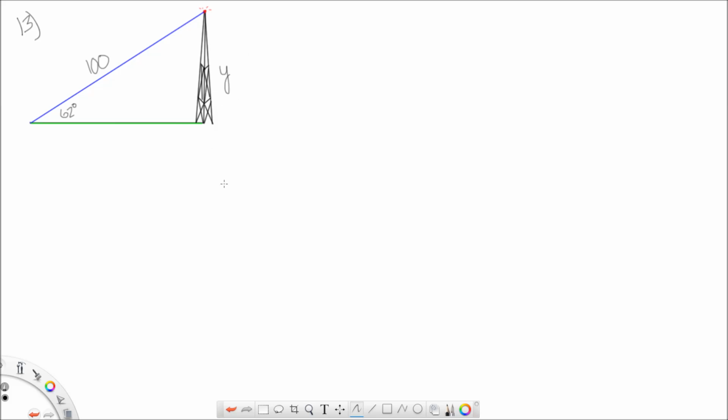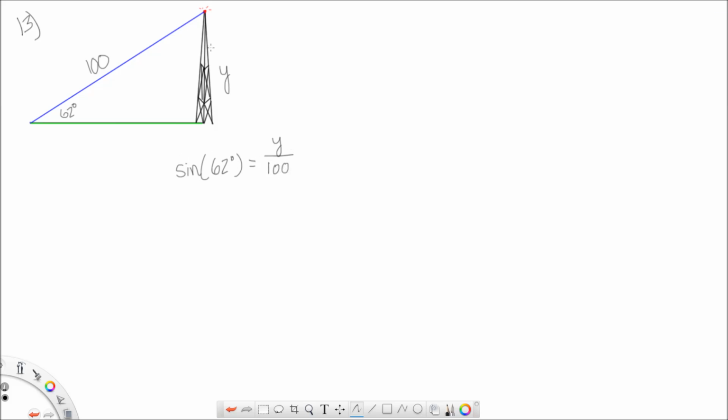Then we know how tall the antenna is. So right now we have this angle here. We have a side that's opposite the angle and a side that's the hypotenuse of this right triangle. So we're going to use sine, which is opposite over hypotenuse. So if we take sine of this 62-degree angle, that's opposite over hypotenuse. The opposite side across from the angle is y, and the hypotenuse is this blue edge, which is 100.